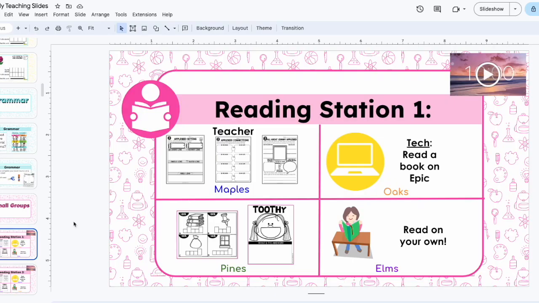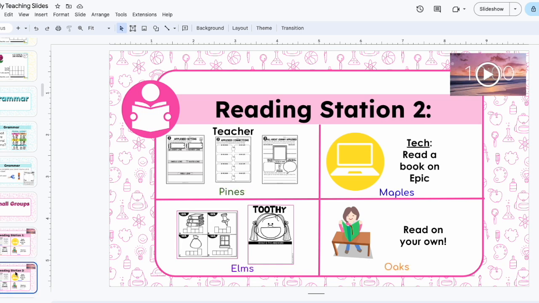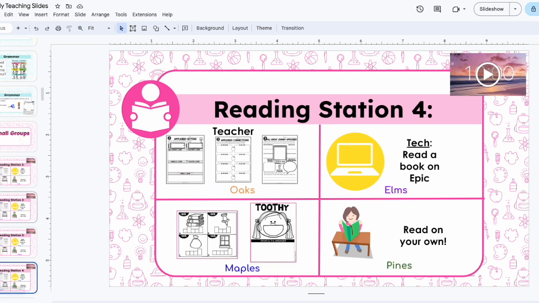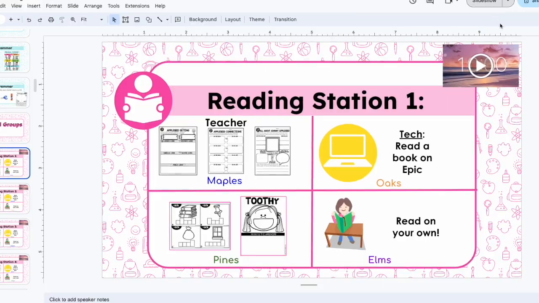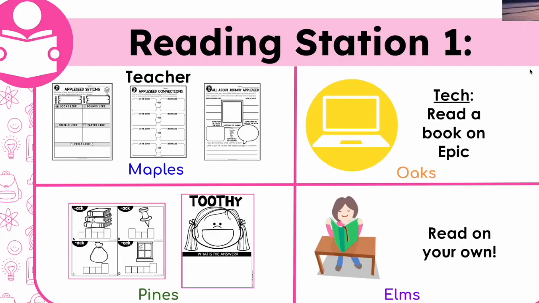Now let's take a closer look at my stations. To create my station slide, I simply inserted 2 lines and screenshots. I have 4 reading groups. I named them after trees: maples, oaks, pines, and elms. And I simply rotate the group names around in each station. There's all 4. I do a 10-minute timer in the corner. When I'm in presentation mode, I can press play. And yes, everything looks big enough they can tell what their activity is.